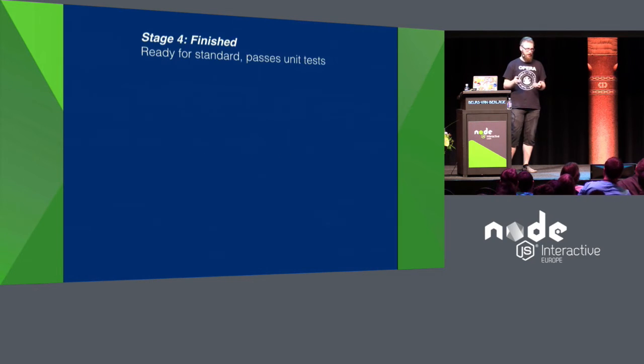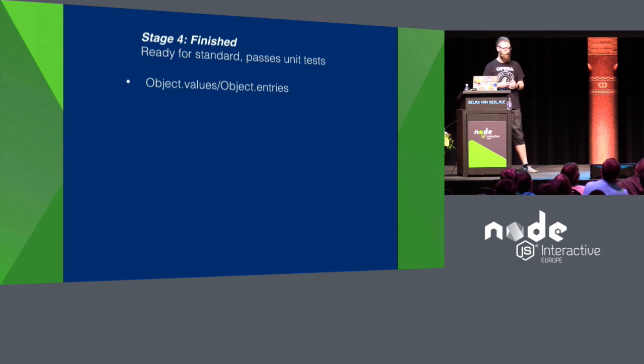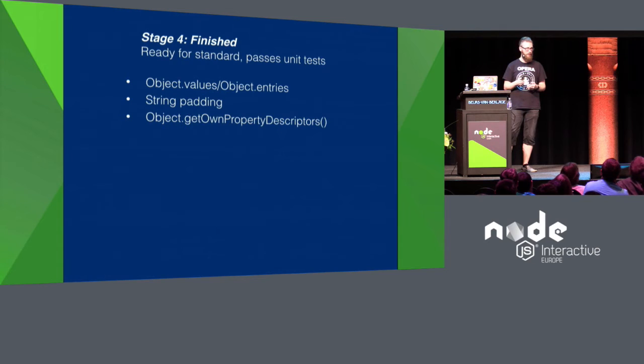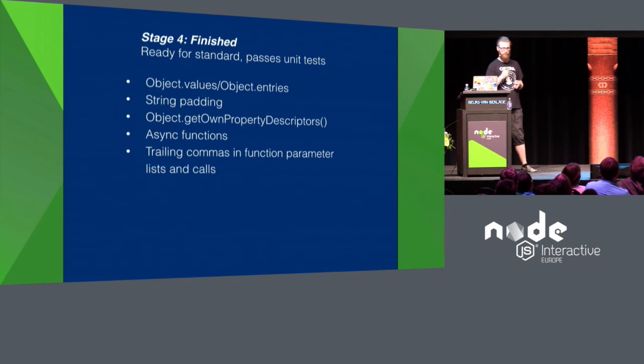So this is everything that's in stage 4 at the moment. I wrote this, I think, last week, so maybe something has changed in the meantime. It's Object.values and Object.entries, string padding, Object.getOwnPropertyDescriptors, and the async functions, and I believe that's it. Oh, no, there's also trailing commas in function parameters. I will go through these five things and explain a bit on how it works and why it's cool.